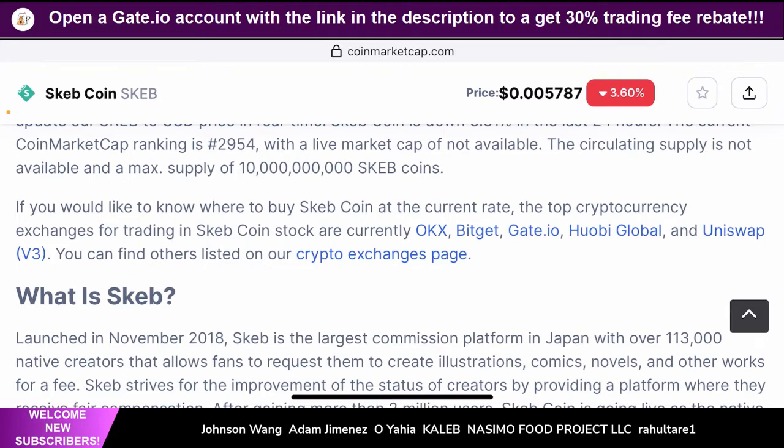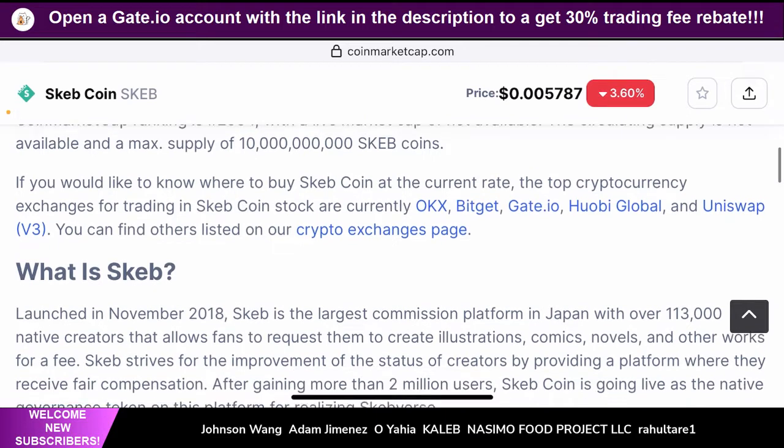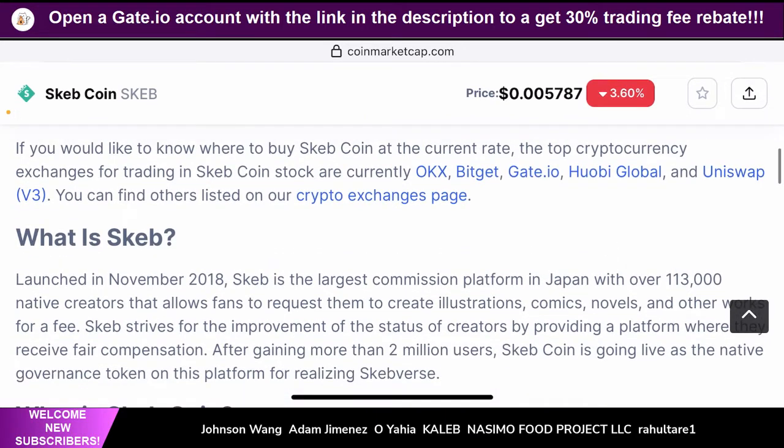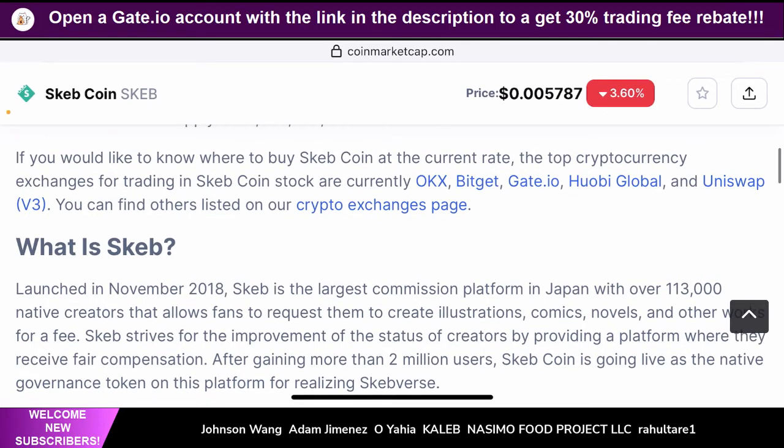So what this platform does is it allows content creators, specifically comic book, illustration and novel creators, to directly link with their fans and create whatever content the fans request for a fee, right? That's exactly what SKEB is all about. SKEB strives for the improvement of the status of creators by providing a platform where they receive fair compensation.